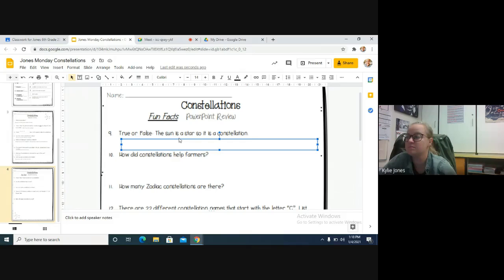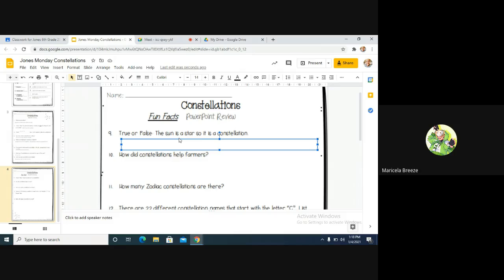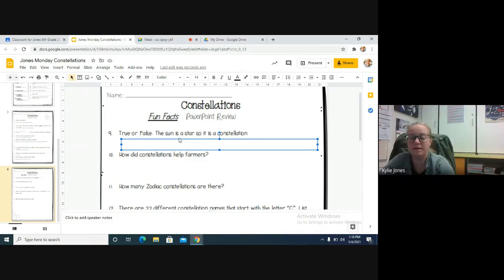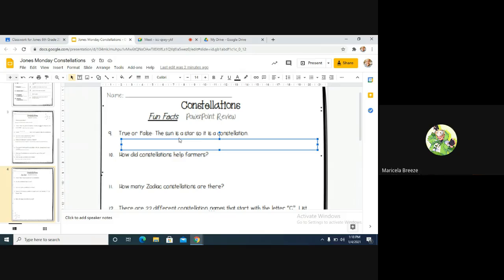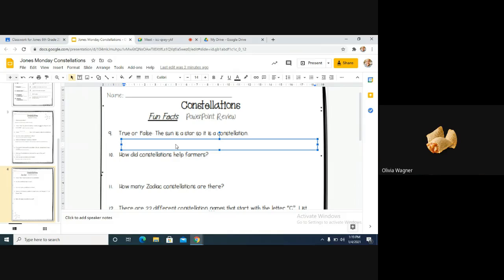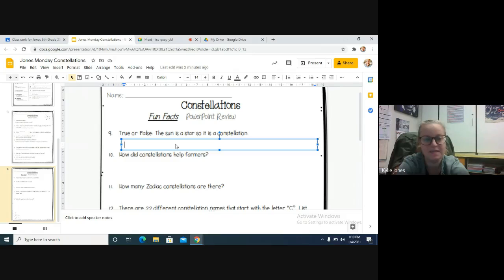It could be. Wouldn't we have to be far away to see if it is? Well, again, it says it in the PDF. If you look at the slides, it tells us if the sun is part of a constellation. The sun is a star, but is it part of a constellation? Not for us. No. So it's not part of a constellation. It's false. The sun is not part of a constellation.